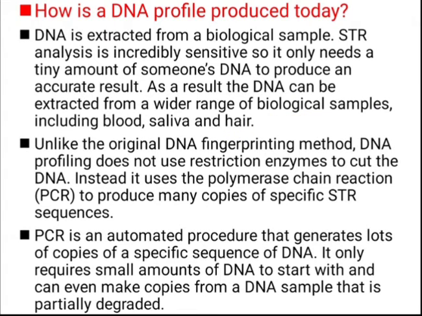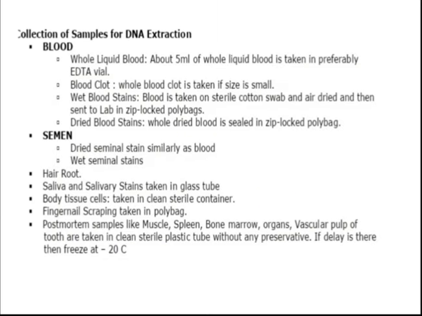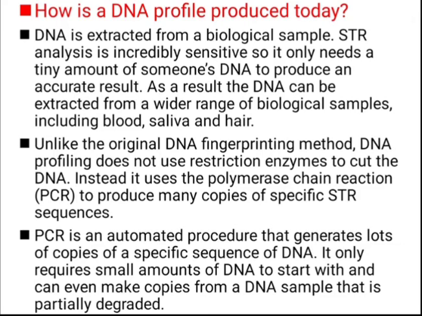Then DNA is extracted from a biological sample, as I have told earlier, and unlike the original DNA fingerprinting method, DNA profiling does not use a restriction enzyme to cut the DNA. Instead, it uses a polymerase chain reaction, that is PCR, to produce many copies of the specific STR sequences. So simply see here is a DNA strand, and this can be copied in small pieces by using the PCR, that is a polymerase chain reaction, to produce many copies of the specific STR sequences.